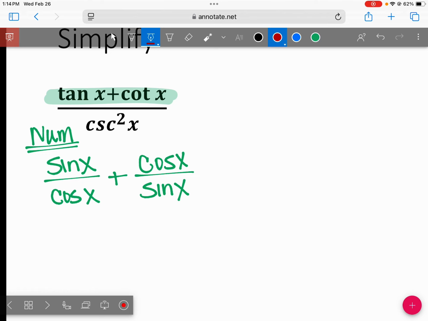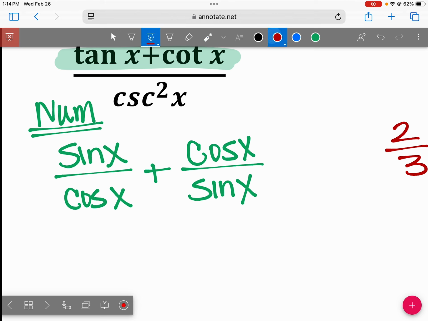So let's just go over here. Let's just say that you are adding these two fractions, right? We don't have a common denominator, so I would multiply this one by what? By 2. And then what would you multiply this fraction by? By 3. We're going to do the same thing. I'm going to multiply this first fraction, top and bottom, by sine. The second fraction, top and bottom, by cosine.